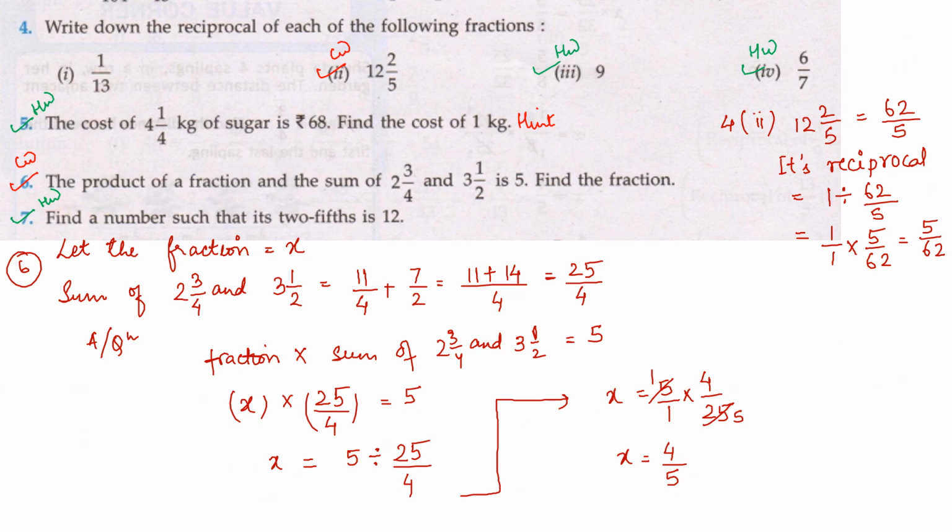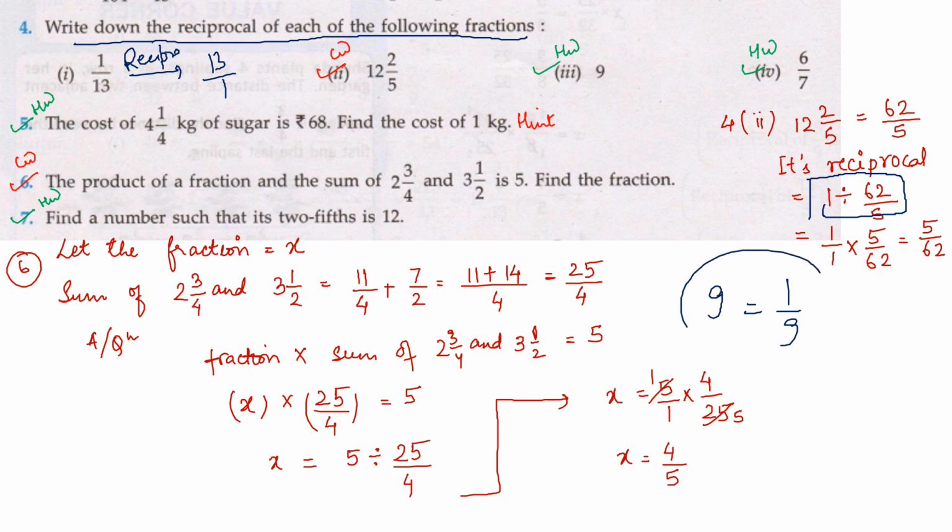Moving on to the next part, write down the reciprocal of each of the following fractions. I have told you the direct method of writing the reciprocal. So 1 by 13, its reciprocal will be 13 by 1. But there is a method, that is dividing the number by 1. So you have to show it. Many of you will write that 9 equals to 1 by 9. I don't understand what is this. You have to write reciprocal of 9 is 1 by 9. Not directly you will write. Okay.